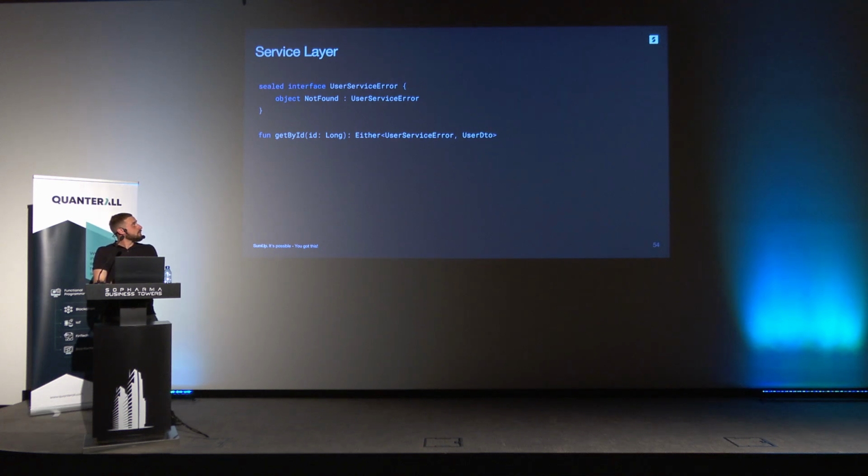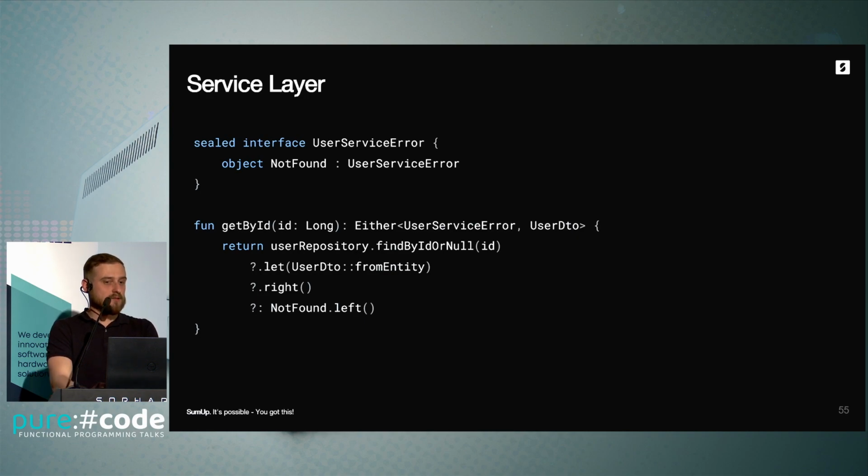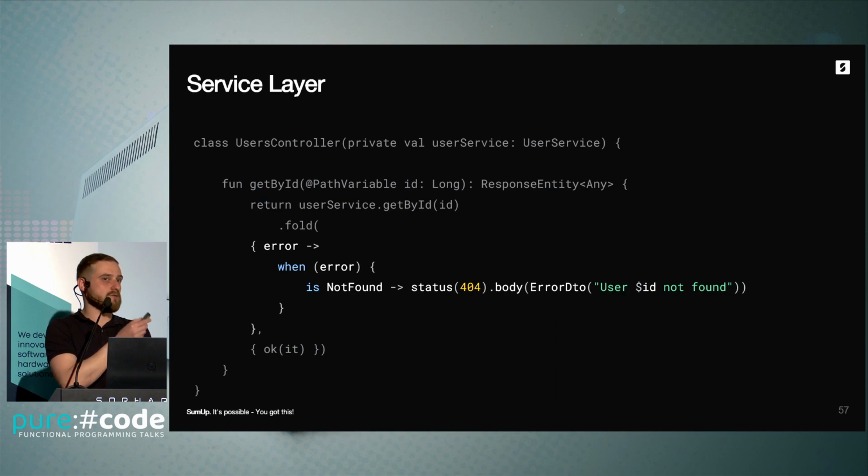Okay, so I'm changing the signature of get by ID to return either the service error or a user DTO. And all I need to change then is just the last line. And I'll return a left of not found. Okie doke. So how have things changed for my controller? Again, I'm choosing to fold the either. And you can already see that I can read everything in one place. I don't need to go to different files. It's all there. If I have more errors, they'll go in this clause here, in this when expression. And I know exactly what's gone wrong. In case everything's okay, just return 200 okay.